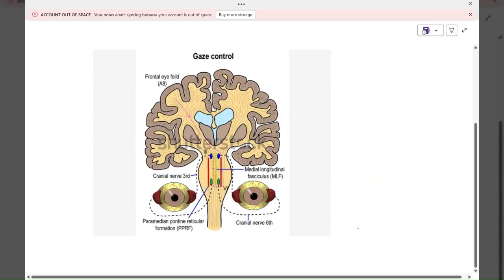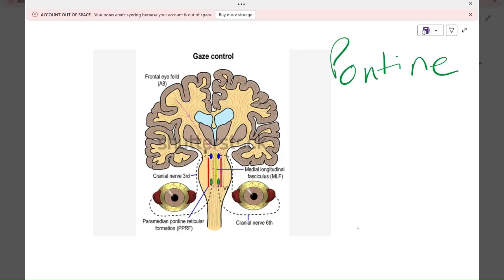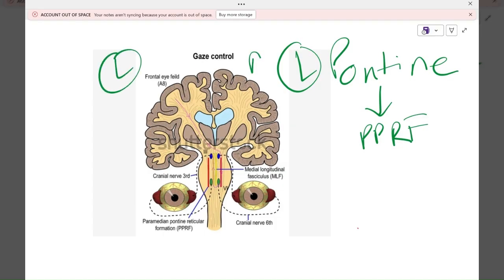Now let's talk about the pontine stroke. In pontine stroke, what is affected? This red tract, the paramedian pontine reticular formation, the PPRF. Suppose I'm talking about a left pontine stroke. This is the left side, this is the right side. With a left pontine stroke, this is gone. This is responsible for supplying the lateral rectus of the same side and the medial rectus of the opposite side.